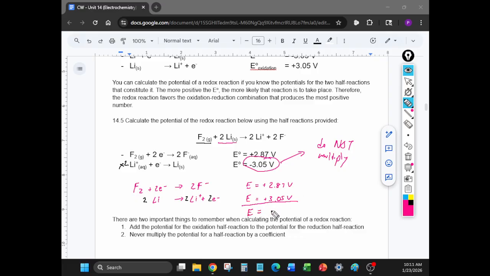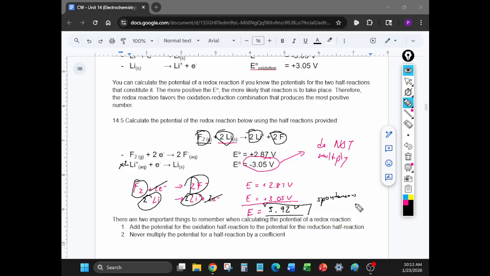Let's just make sure that everything's balanced though. Electrons cancel. You got F2, F2, 2Li, 2Li, 2Li plus, 2Li plus, 2F minus, 2F minus. Looks like it's good to go. So we just add them together, and your electrical potential will be 5.92 volts. And this reaction, we're going to say that it is spontaneous. If you remember from the previous unit, it's going to want to happen because the electrical potential is a very positive number.